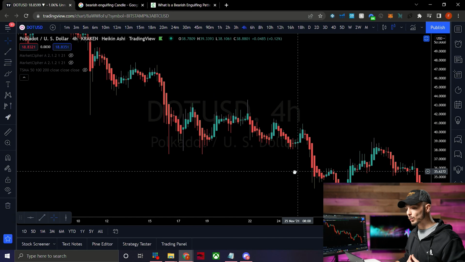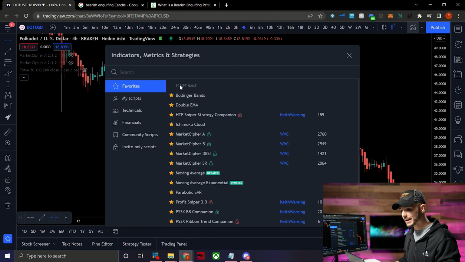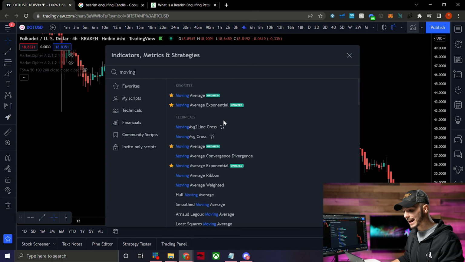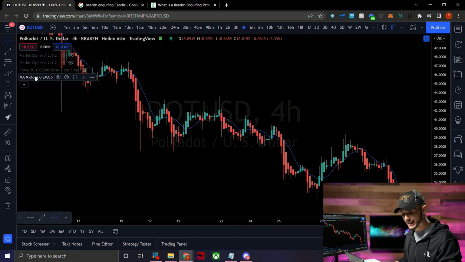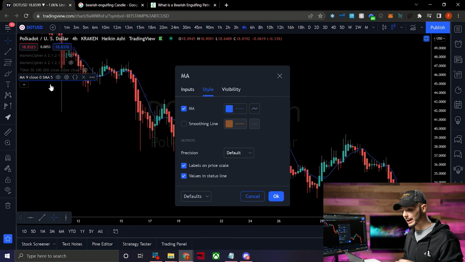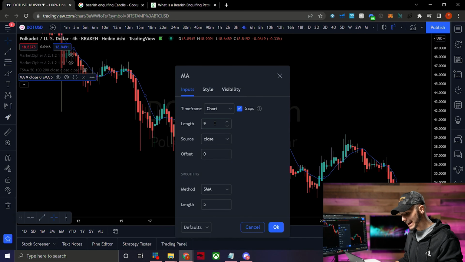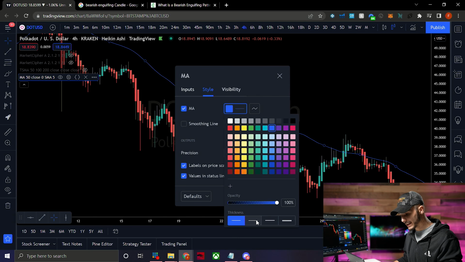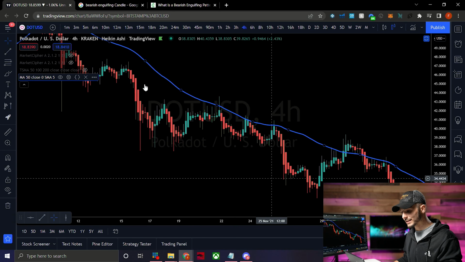So the first thing you're going to want to do is come to your indicators and type in moving average, right? And you see right here, just the regular moving average. You're going to click that and then you'll see it pop up right here. You're going to want to double click on this and go to inputs. And today we're going to be using the 50 period moving average. And then I'm just going to go to style and make the line a little thicker so it's easier to see.